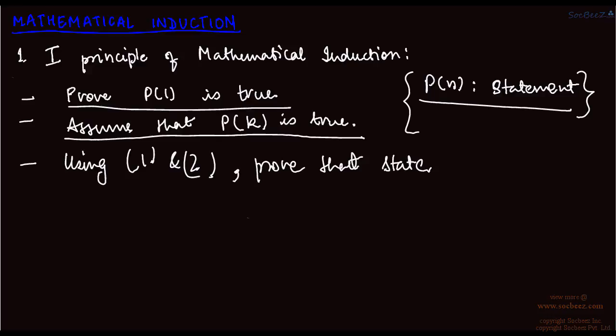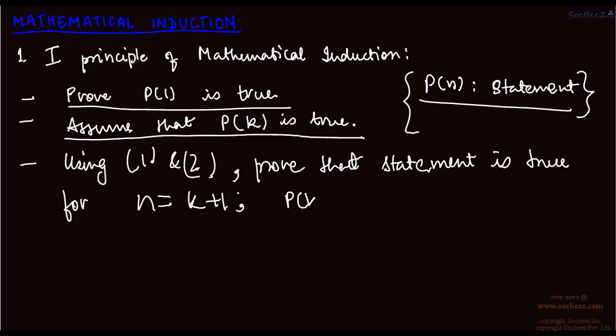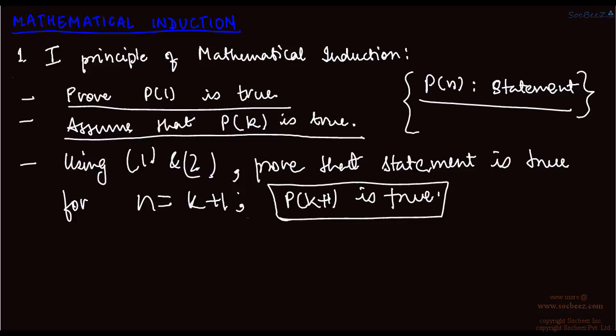the statement is true for n equals k plus 1. That is, P of k plus 1 is true. Fine, you have to prove this. If you prove this, then the statement is true, otherwise the statement is false. So this is the first principle of mathematical induction. There is also a second principle, but both are the same.